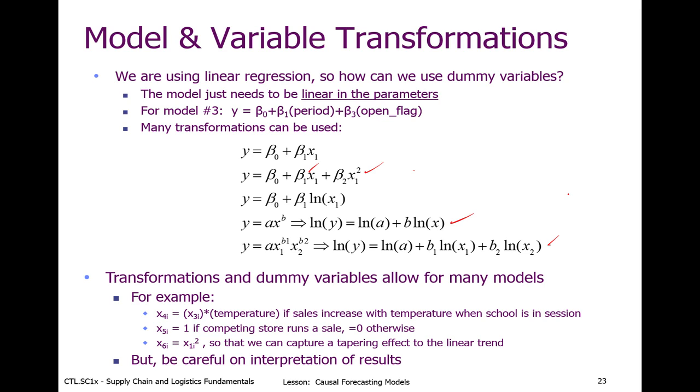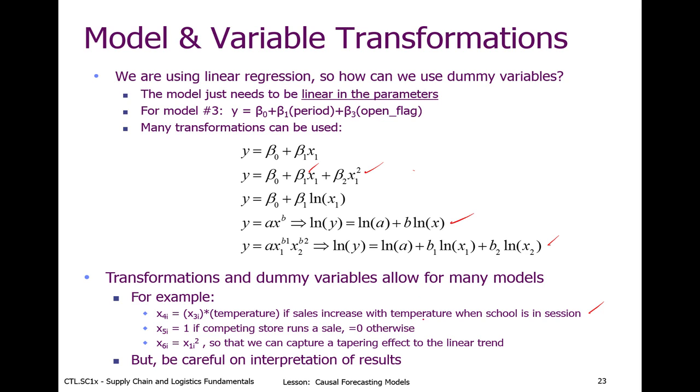So looking at model 3, where I had the schools in session, maybe I think that it's not just whether the school's in session, but what the temperature is going to be. So I could create a new variable, call it x4, and it's simply that x3 variable, which was a 0, 1, times the temperature. So now what this means is this variable will be whatever the monthly temperature is when school's in session, and it'll be 0 otherwise. So this will only capture the temperature effect when school's in session. Again, you're still linear in those parameters.